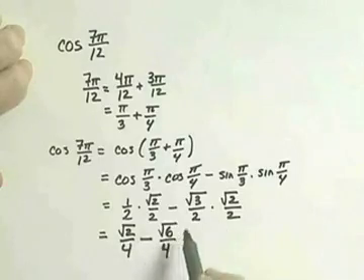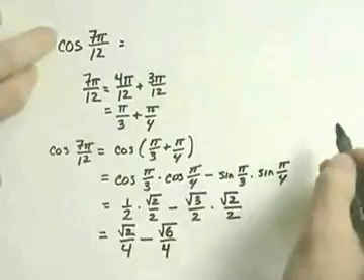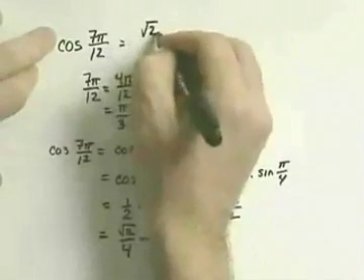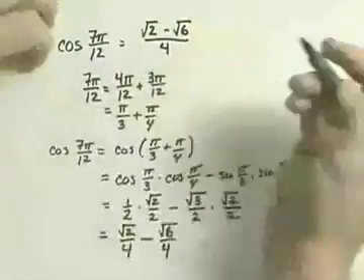and if we want to write this over a common denominator, we would get that the cosine of 7 pi over 12 is equal to the square root of 2 minus the square root of 6 all over 4.